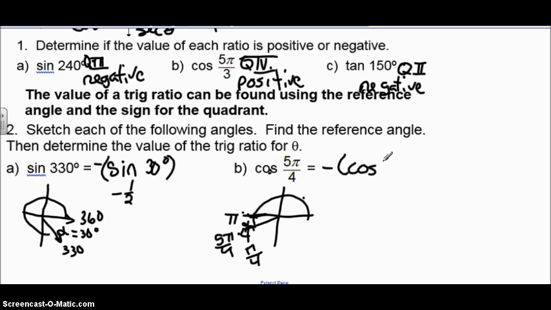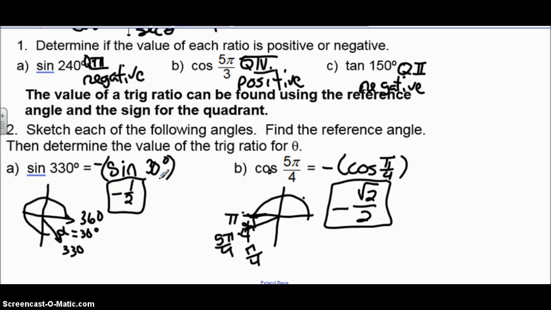Okay, so it's going to be the negative value of cosine of pi over 4. Well, pi over 4 was square root of 2 over 2, so this will be negative square root of 2 over 2. Okay, let's take a look at some more examples.